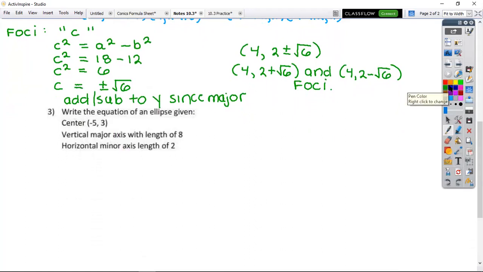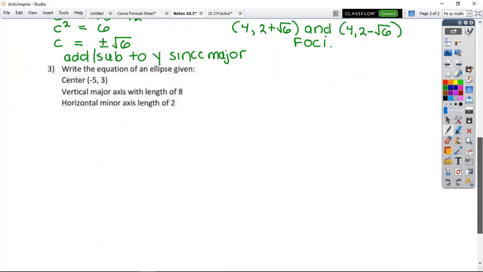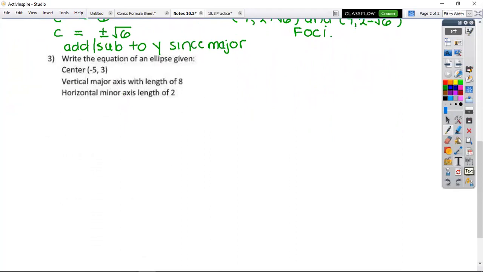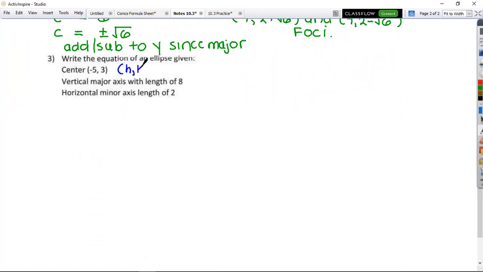All right, this one's much quicker. Now, I've given you some characteristics. You're going to write the equation of the ellipse. So you know it's going to be one of the two from your sheet. Center is located at -5, 3. So again, this refers to H and K.